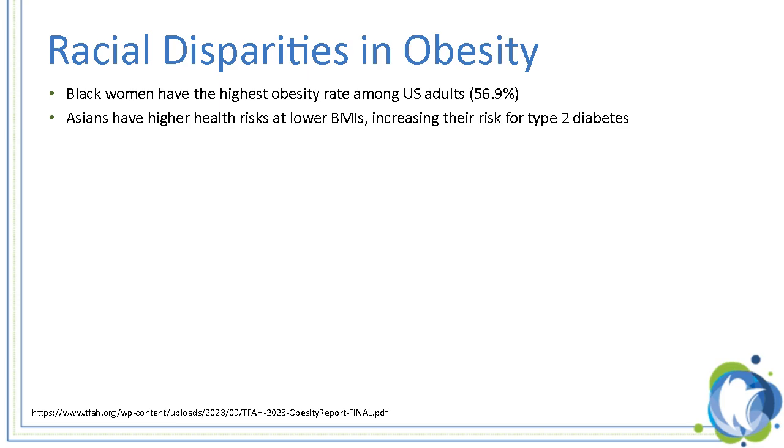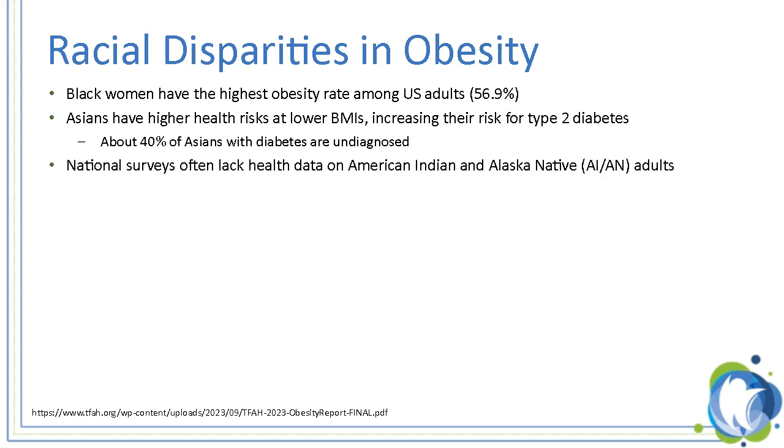Asians have higher health risks at lower BMIs, increasing their risk of type 2 diabetes. About 40% of Asians with diabetes are undiagnosed, according to some estimates. The BMI cutoff for Asians to be labeled as overweight is actually greater than 23, versus other populations where the cutoff is 25. National surveys often lack health data on Native American and Alaskan Native adults as well.